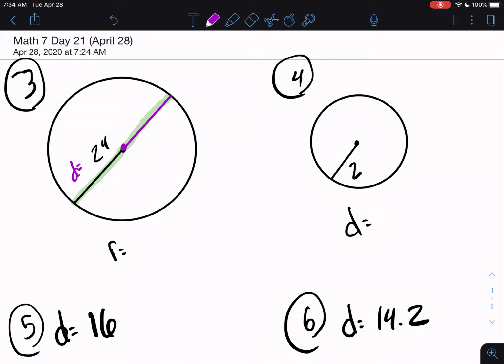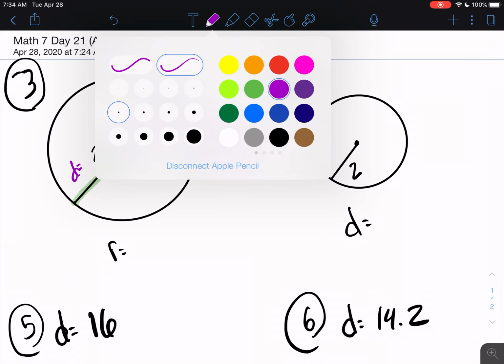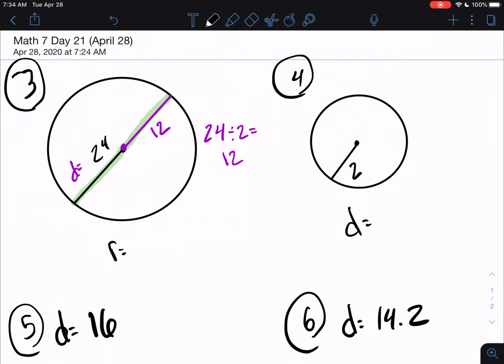So what if we took this 24 and we split it into 2 equal groups? 24 divided by 2 equals 12. Well, then that would mean that this part is 12. And radius should always be the same, right? Center point out is the same. And so that part's 12. Well, what's 12 plus 12? That's 24. So that's how you find your radius given your diameter.